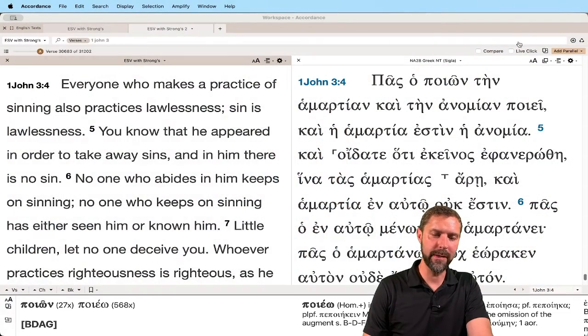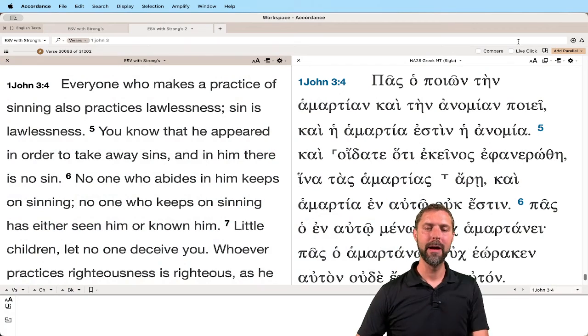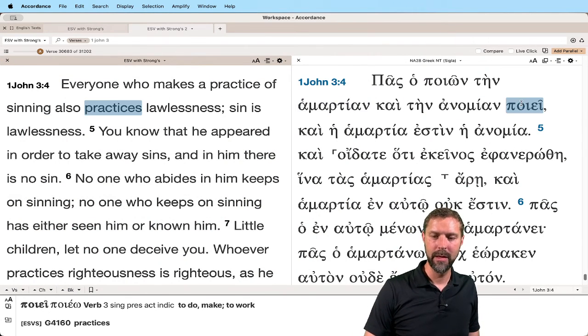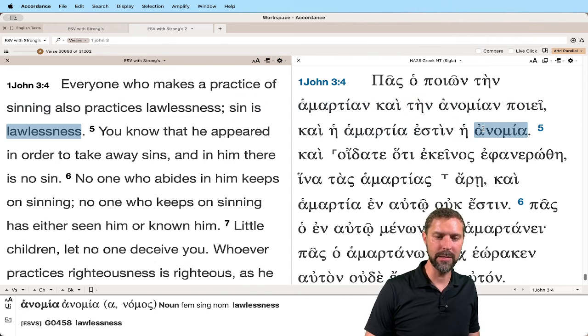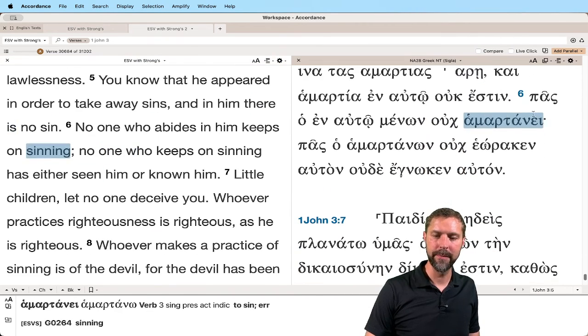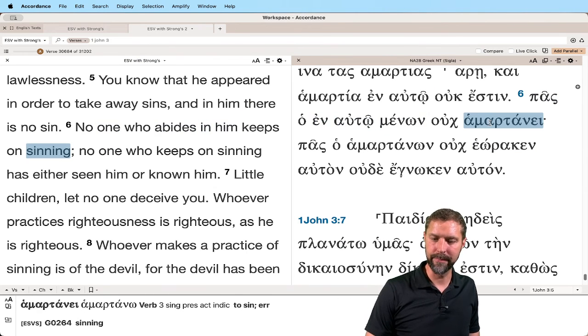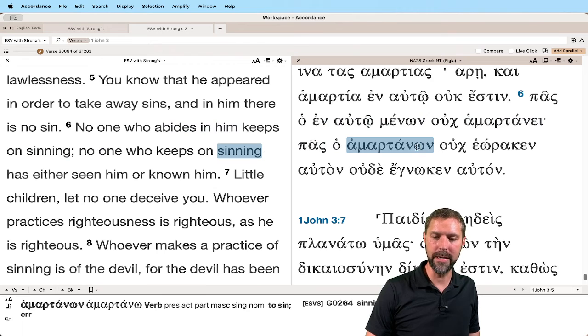And there's an interesting case here in 1 John. John is writing: everyone doing sin is also doing lawlessness. Sin is lawlessness. Keep going, verse 6: everyone remaining in him is not sinning. Everyone sinning has not seen him or known him.